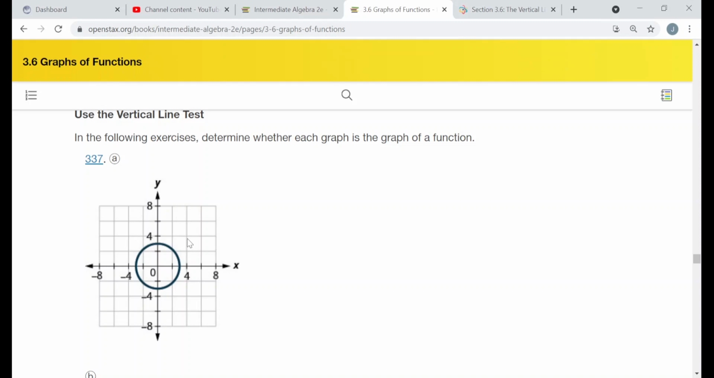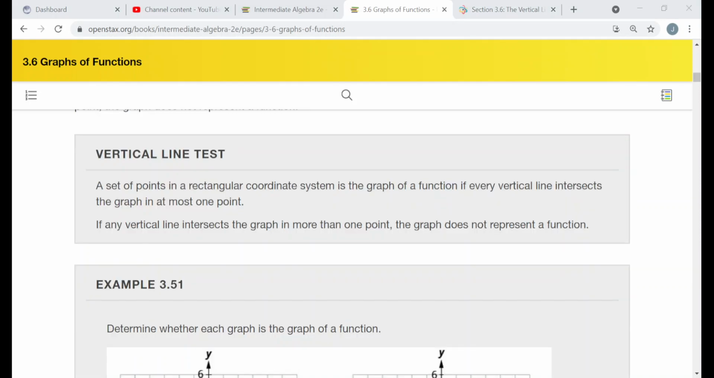So first off, what is this vertical line test? Well, I'll just have it pop up on the screen here for you in a second. Okay, and here it is from that same section. The vertical line test.